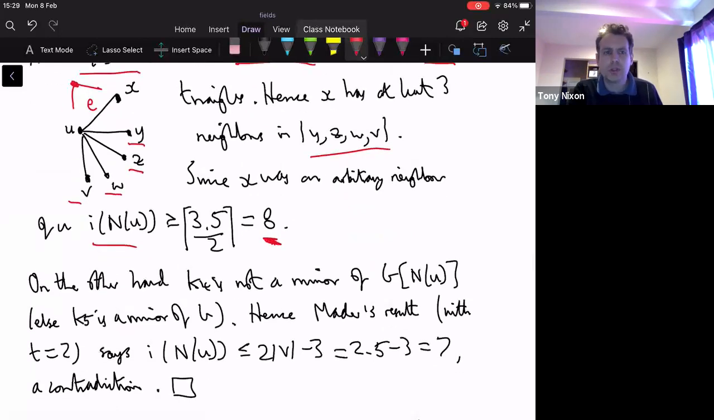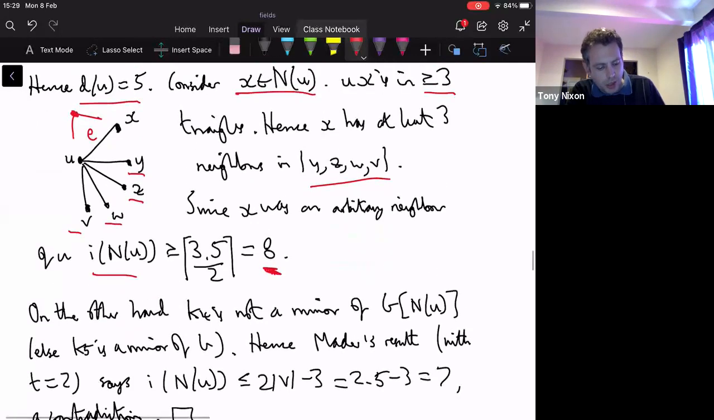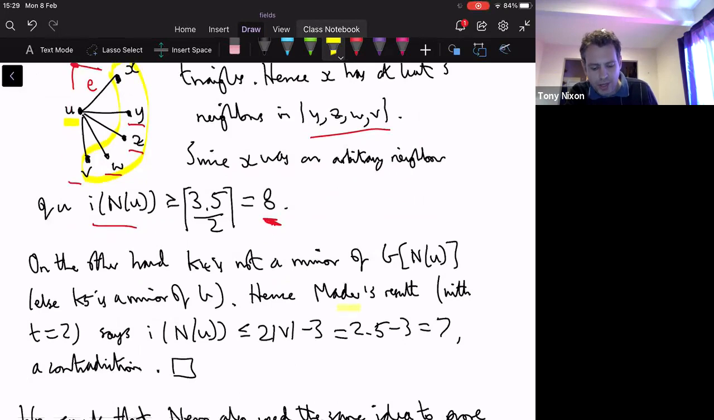On the other hand, we use the minor property. So suppose you had a K4 minor on the vertices X, Y, Z, V, W, then all 5 of them are adjacent to U. So the K4 minor on that subset would give us a K5 minor when we include U. So we know there can be no K4 minor on the neighbors of U. And so we can apply Mader's result from before about K4 minors. So that's the case when T equaled 2 in there.